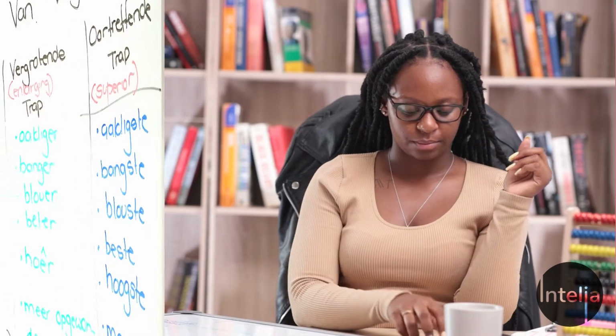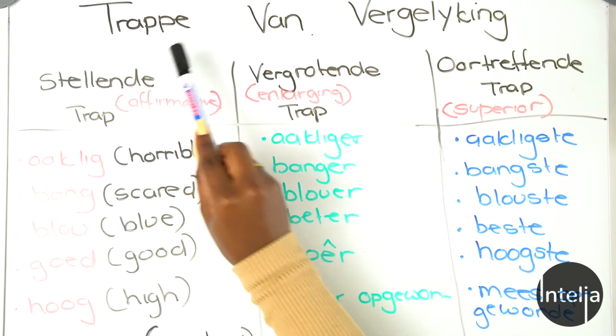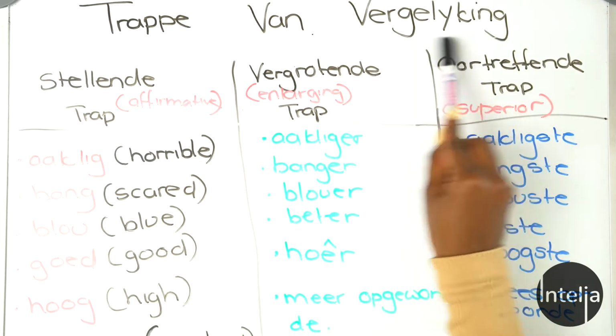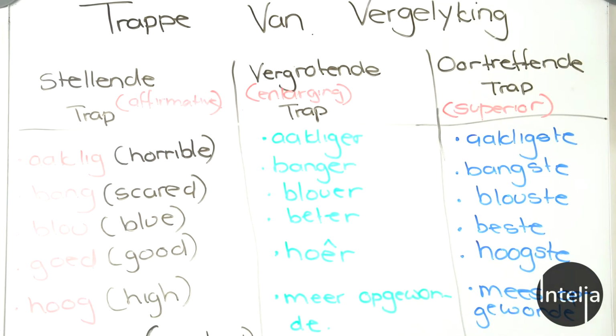We are still in the chapter of vergelyking, which is comparisons, taking one thing and comparing it to something else. However, you have instances where you don't physically have to compare one thing to another to make a comparison. And when I'm saying that, I'm talking about trappe van vergelyking. Trappe van vergelyking, degrees of comparisons.